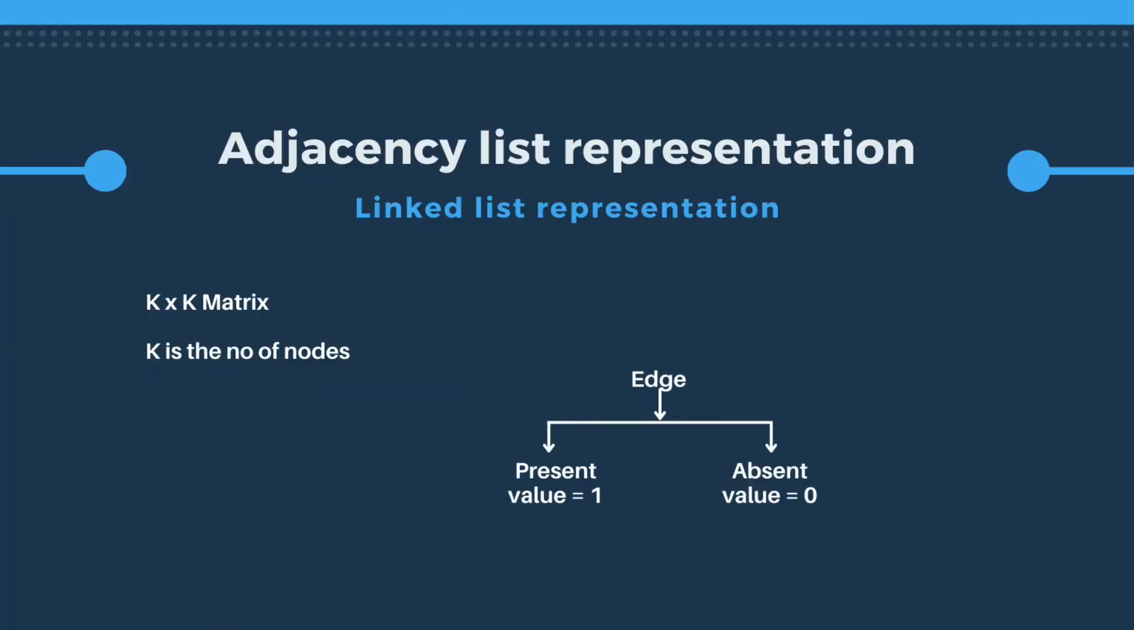If there is an edge between the nodes, then the value will be 1. If there is no edge, then the value will be 0. We were storing the values in both cases. By doing so, we were wasting memory by inserting zeros when there was no edge present between the nodes. But in the linked list, instead of storing both values, we will store the value only if the edge is present between the nodes.